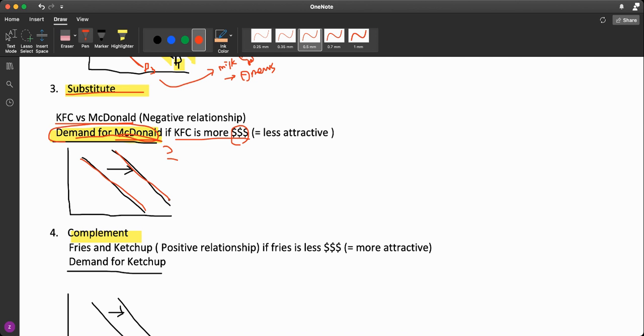For timing purposes, I'll move a little bit faster now, but you can think about in what conditions the demand will shift to the left.